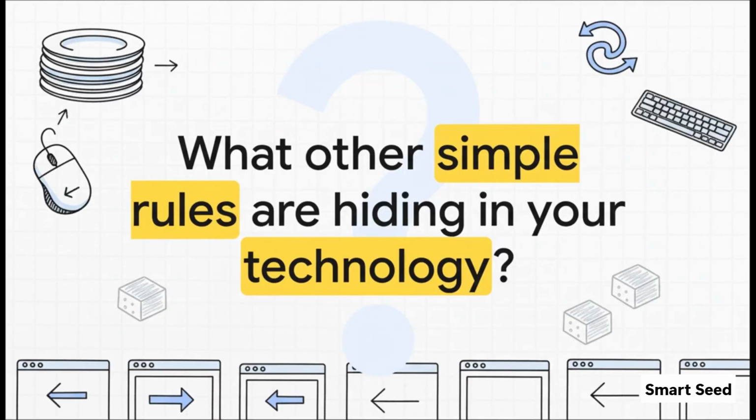So the next time you hit undo or click that back button, you'll know the secret. It's just a simple stack of plates doing its job. Which kind of leaves us with a final thought, right? What other elegant, simple rules are quietly shaping the digital world all around us?